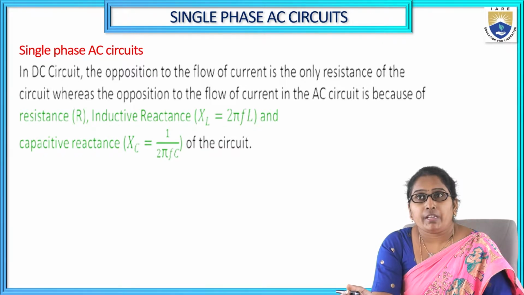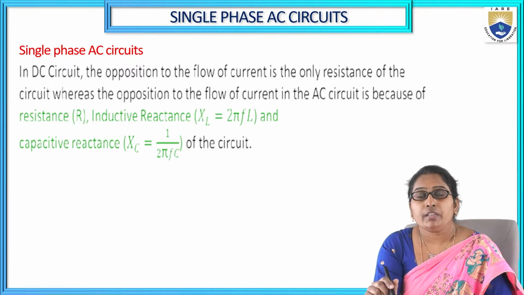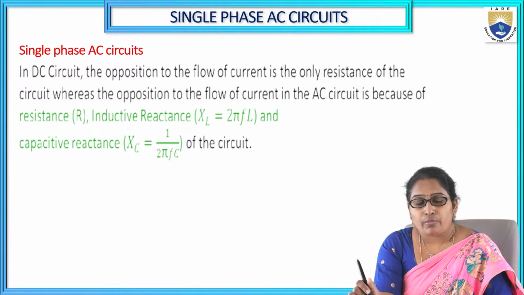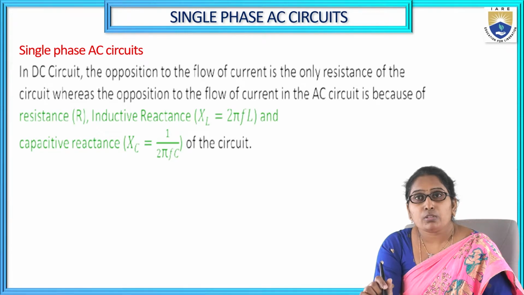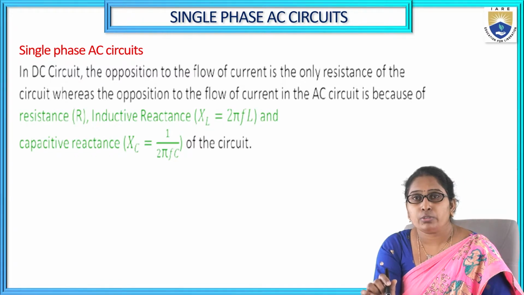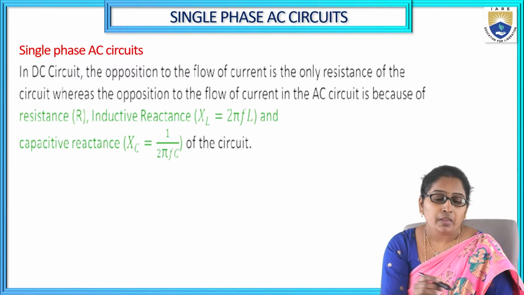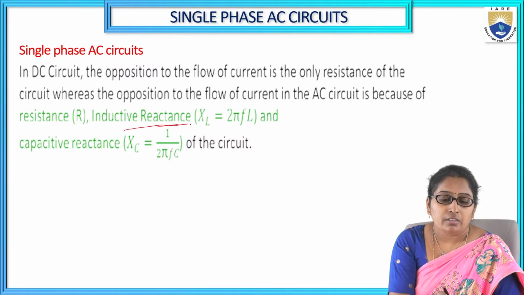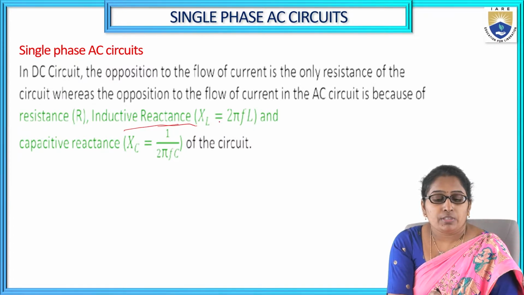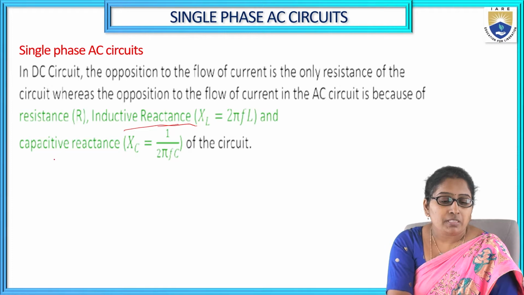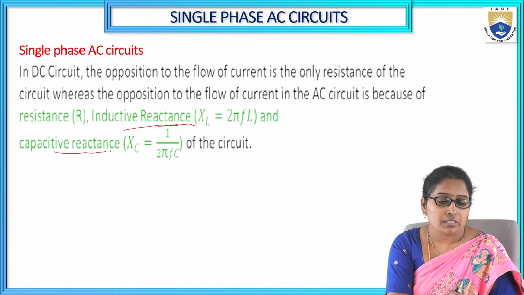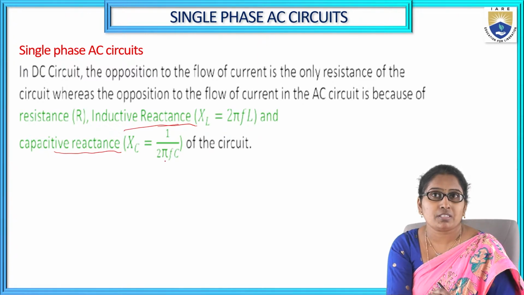But whereas in AC circuit, the opposition to the flow of current is because of resistance, and also due to inductance and capacitance. Due to inductance, it is inductive reactance that is denoted with XL, which is given in terms of inductance as 2 pi FL, and due to capacitance, it is given by capacitive reactance, denoted with XC, which is equal to 1 by 2 pi FC, where F is the frequency of the supply and C is the capacitance.